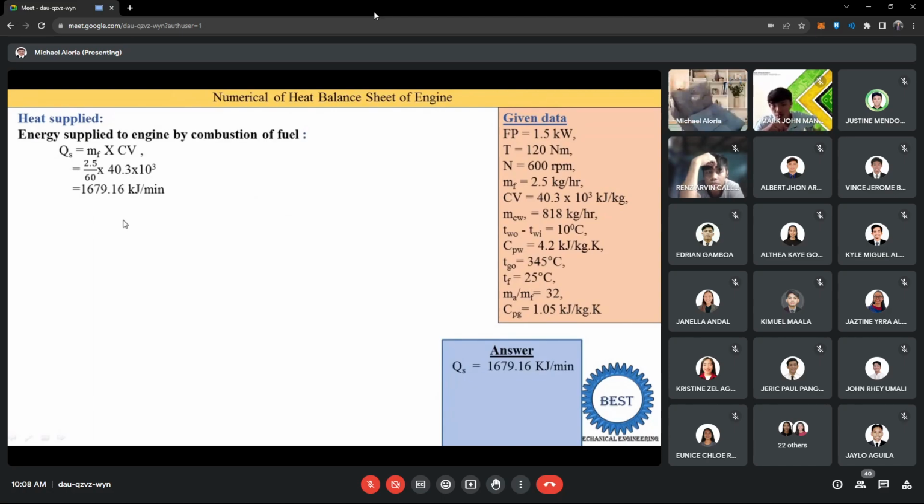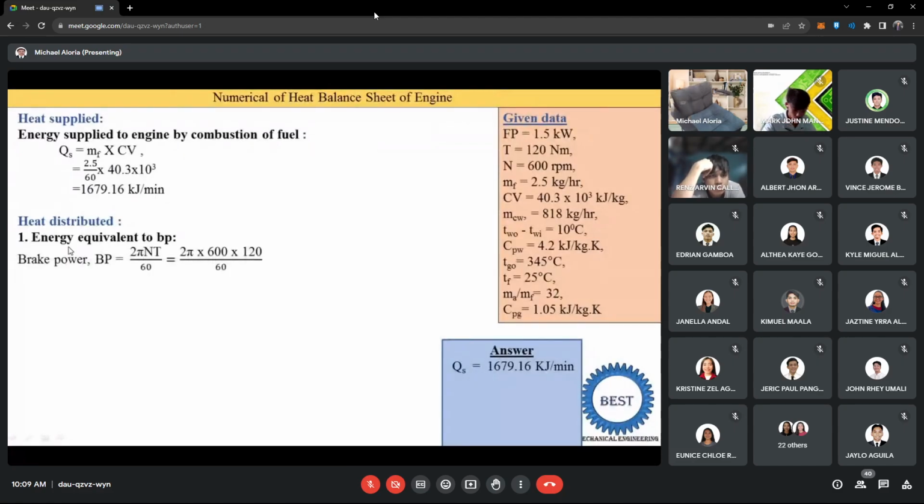First is the energy equivalent to brake power. Brake power means the power available at the output shaft or crankshaft; it is known as the brake power. For brake power, a dynamometer is used and the equation is 2 pi N T by 60. Here N is given as 600 rpm, so we write 600. The torque is 120 newton meters. Again divided by 60, the answer comes in seconds. If we do not divide by 60, then the answer is by default in minutes.